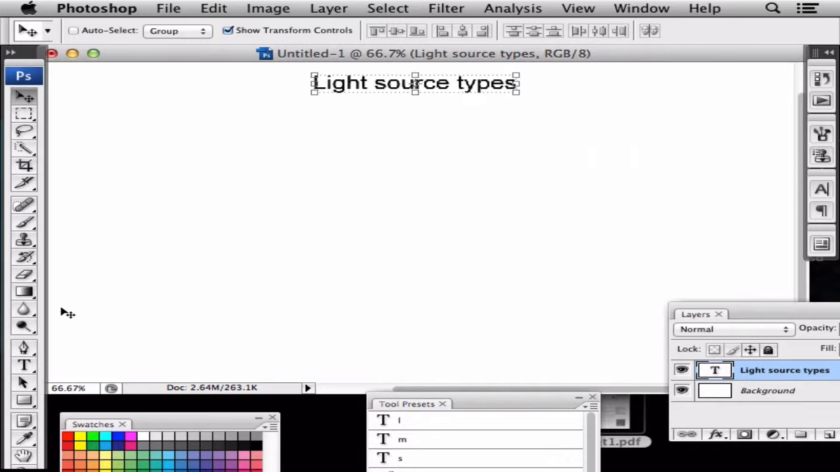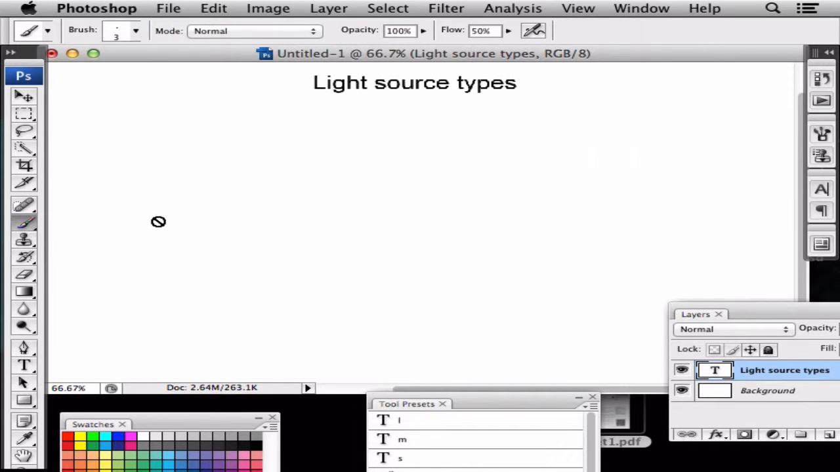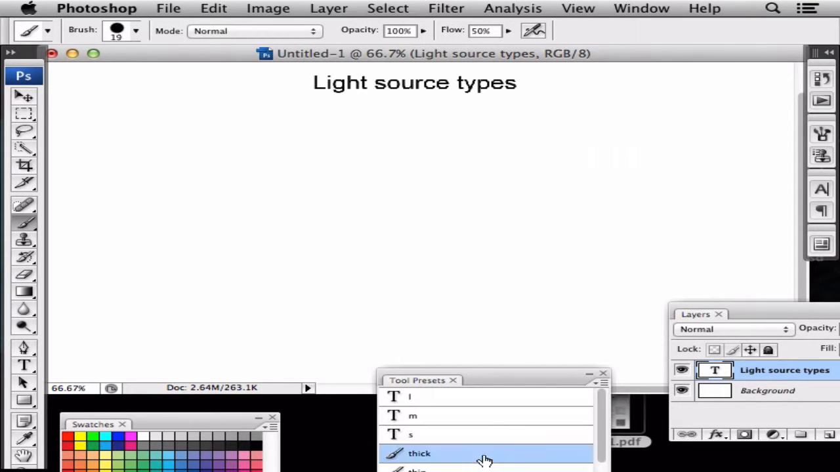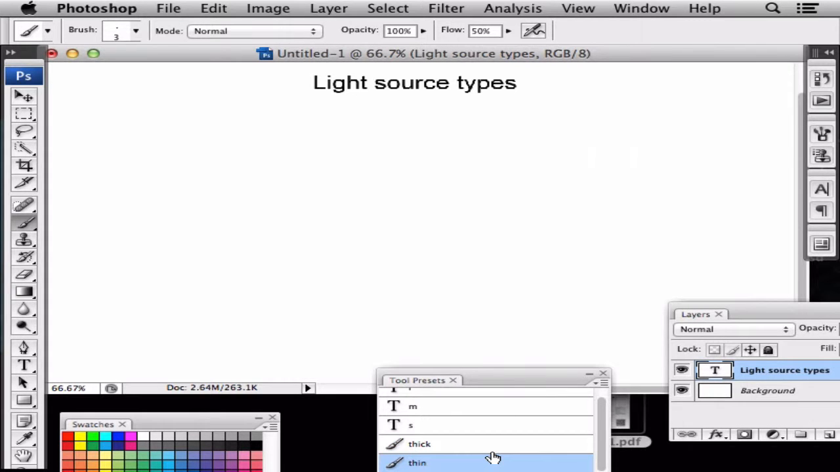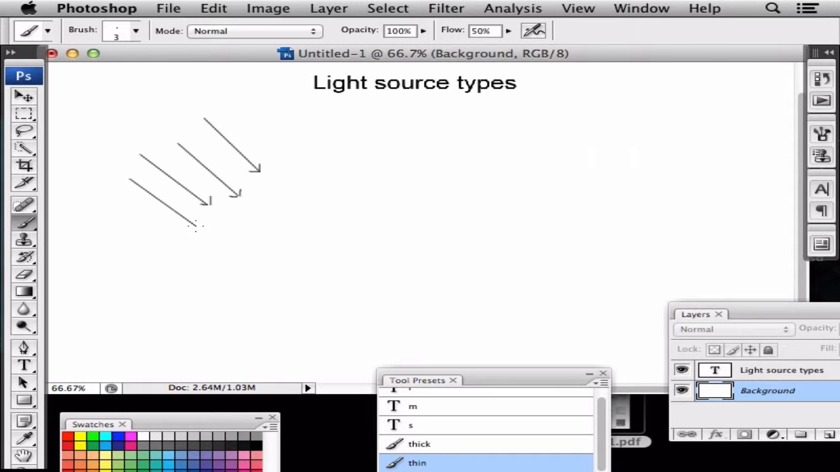And there are three different kinds of model for a light source that we use normally in graphics programming. The first one is called a directional light. So I'm just going to illustrate that with a bunch of arrows.